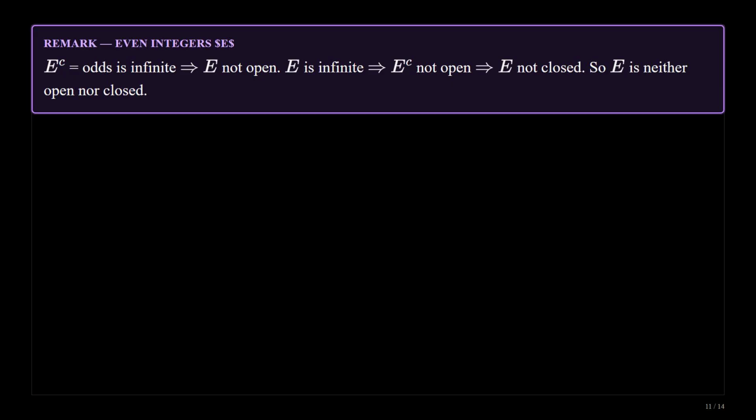Is the set of odds open? That would need the evens to be finite. Also no. So odds aren't open either, which means evens aren't closed. Neither open nor closed. Common trap: infinite and co-infinite sets can both fail the finite complement test.